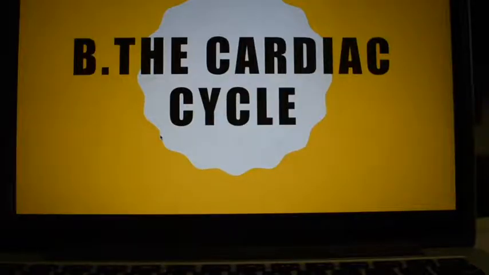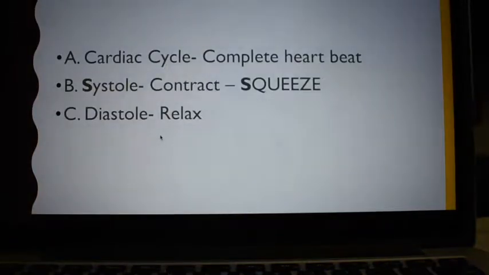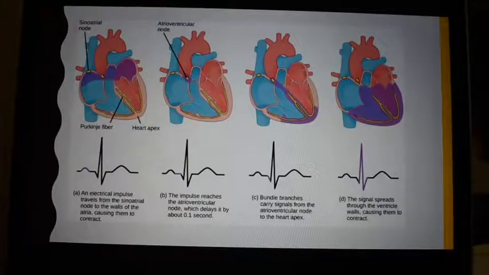Cardiac cycle. There are some terms that we should know before we get started. First, the cardiac cycle is a complete heartbeat. Next, systole is when it's contracting. So I think of squeeze and systole, two S's. And then diastole is the relaxation that takes place in the cardiac cycle. So there's a lot going on, and after we have gone through all of the terms, we should be able to grasp this idea a lot better.